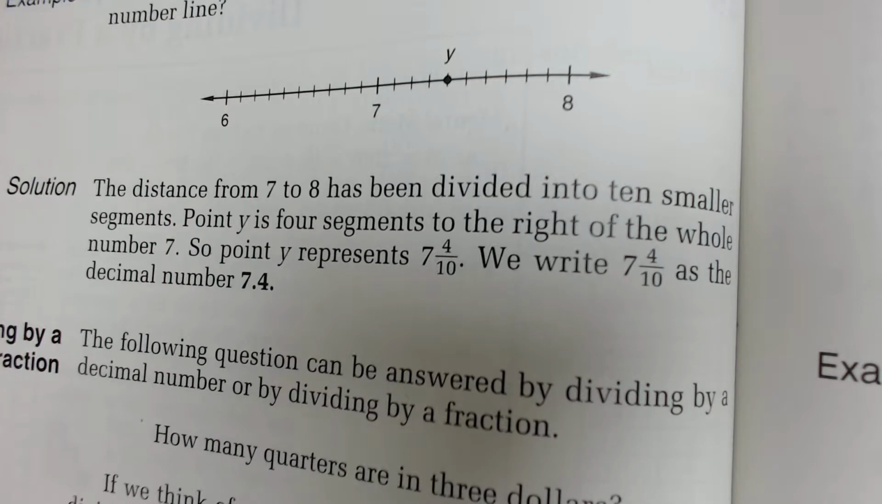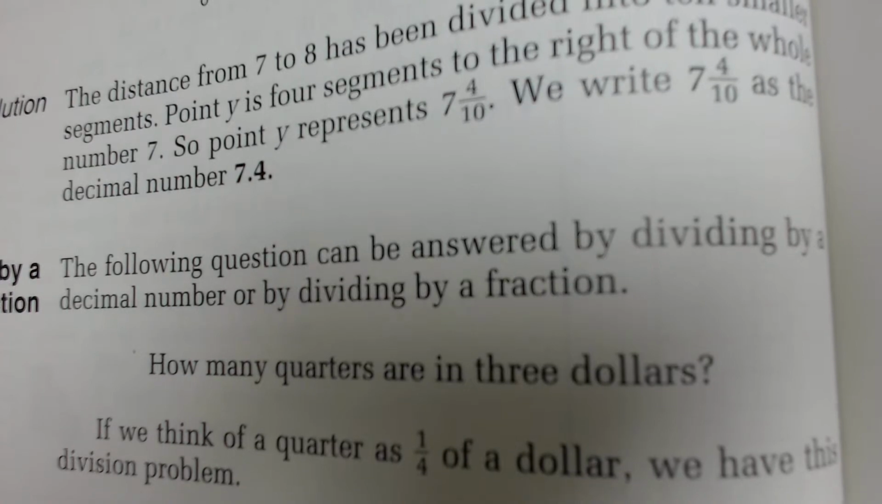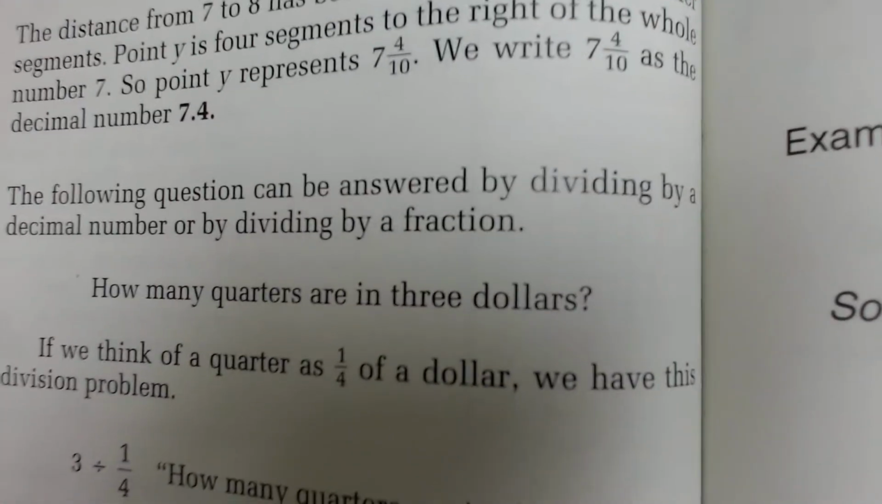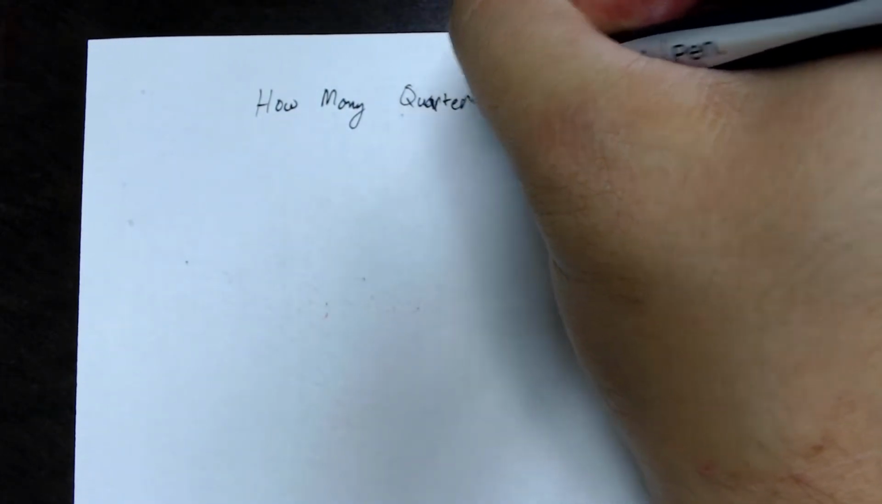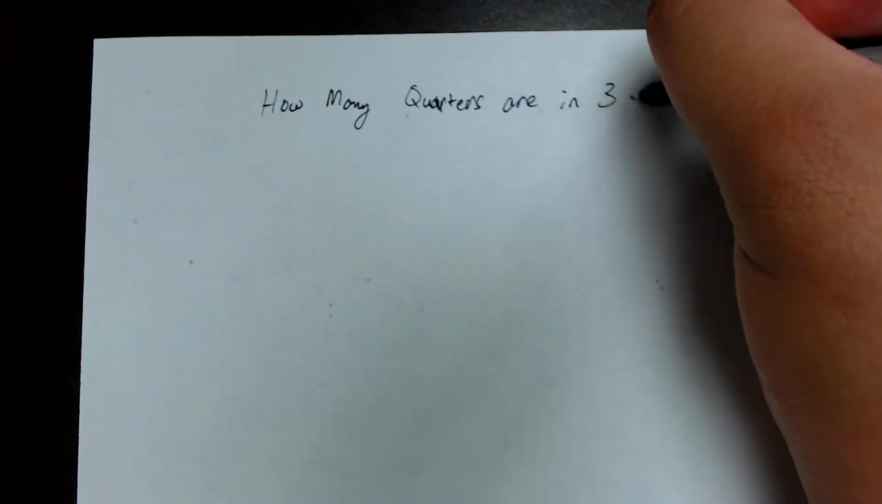Next, what we're going to be talking about is dividing by fractions. And we actually use word problems to explain this. So I'm going to start with this question right here. They ask, how many quarters are there in $3? Some of you may be thinking, how is this a fractional division problem? Well, let me show you. We have the question, how many quarters are in $3?